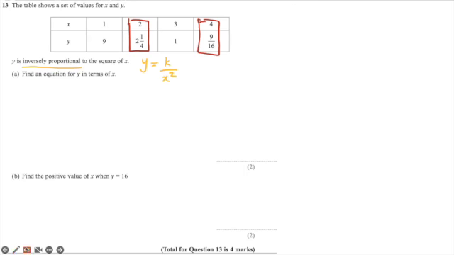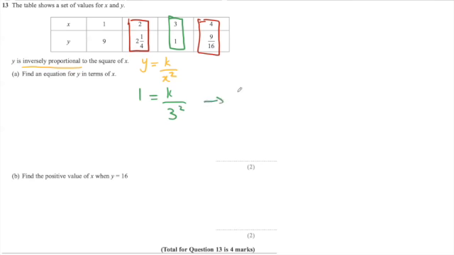Okay, so which pair do we pick then? Now we could pick 1, 9, and we could pick 3 and 1. In this case, I'll go ahead with 3 and 1. If we pick 3 and 1, the x value we have is 3 and the y value is 1. So we'll write 1 equals k over 3 squared.